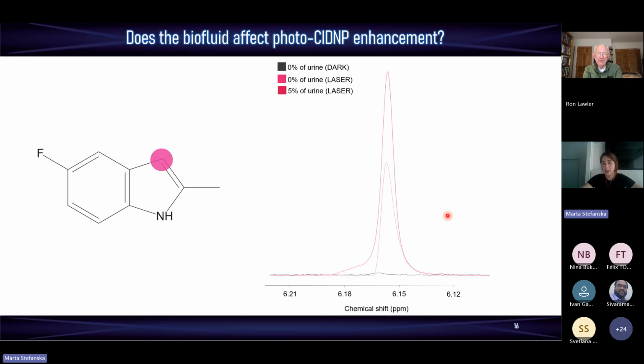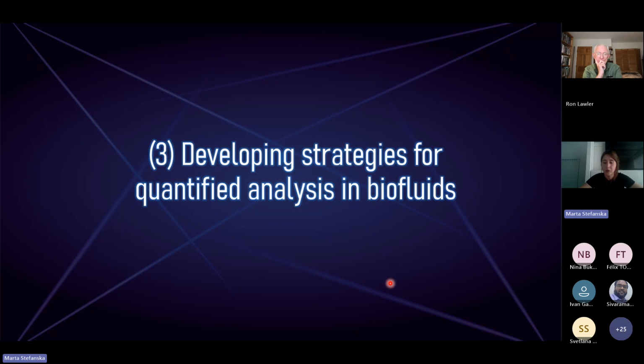And now when we start adding some biofluids, in this case I was adding urine, you can see that our signal drops. So actually, we have a very strong matrix effect. But even at 70% of urine, our photo-CIDNP enhancement is still significantly higher than the signal that we recorded in the dark mode, so the one recorded with standard NMR. So by knowing this, we have to think about strategies that could be used to analyze our samples in biofluids.